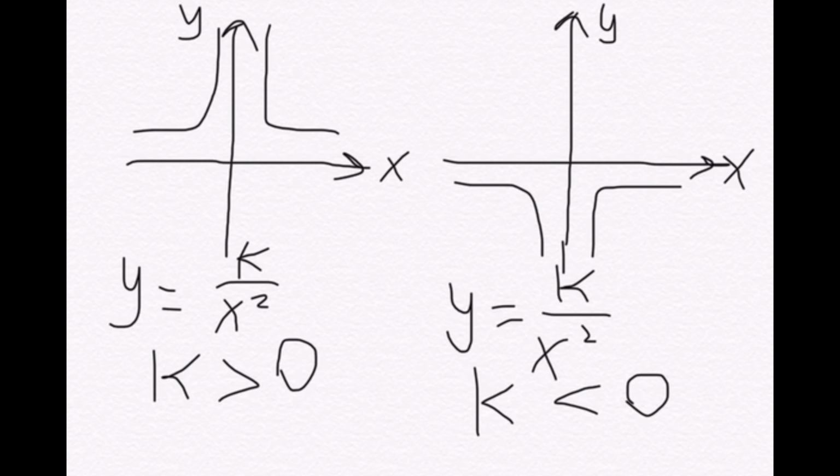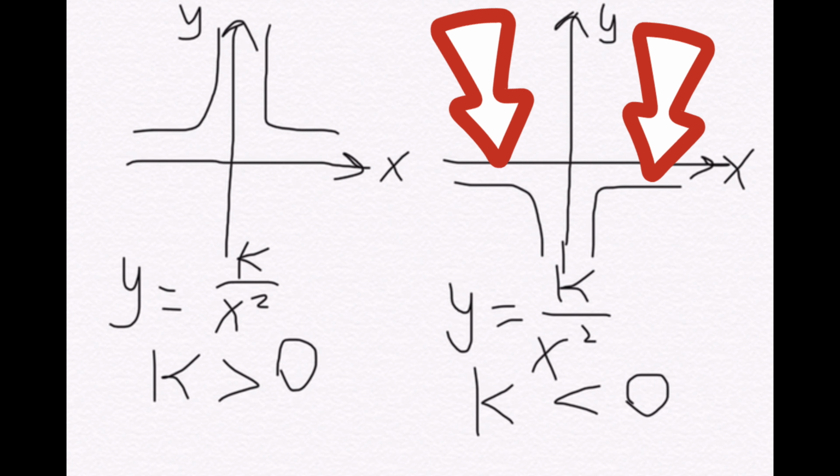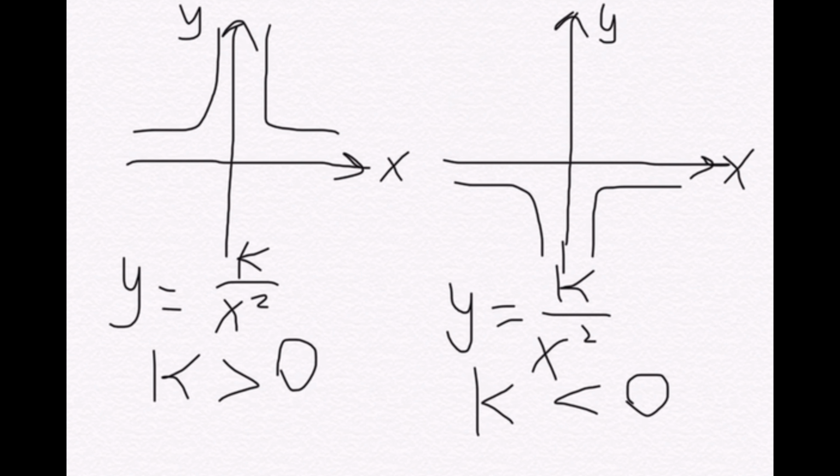And vice versa, y equals k over x squared, in which k is smaller than 0, will have its asymptotes lie on the values where y equals a negative number. This is because the denominator x squared is always a positive number, and now k is a negative number, so a negative number divided by a positive number will always give a negative number.